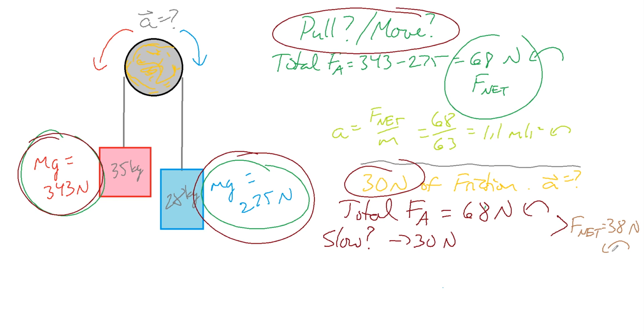So now that I have that, my acceleration is going to be F net divided by the total mass again. I'll put a little t there for total. My net force is 38, so I'll take that 38 and divide it by the total mass, which is again 63 kilograms. That hasn't changed. So divide that by the 63, and now we're looking around 0.60 meters per second squared towards the left.